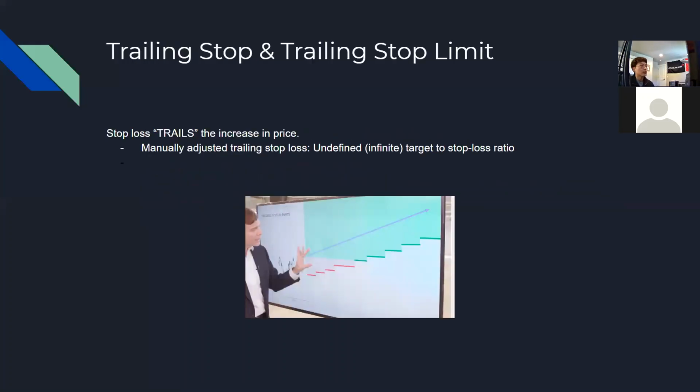All right, so the next one is a little bit complicated. It's called a trailing stop and trailing stop limit order, or there are two different types of orders. But basically, the stop loss in this case trails the increase in price.